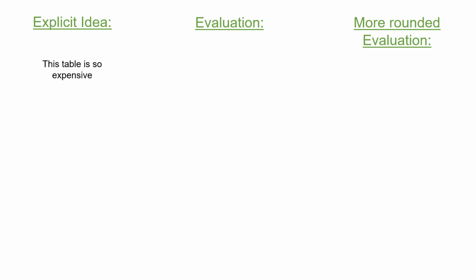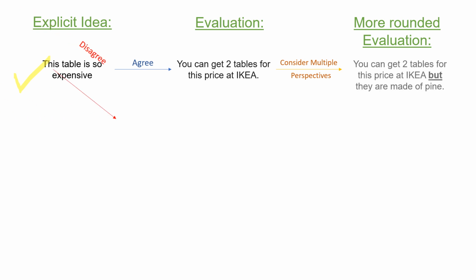For example, if the idea is that this table is expensive, I may agree with it. When I am agreeing, I can say that you can get 2 tables for this price at IKEA. I am saying that yes, this table is expensive. You have spent a lot of money, and with this money you can buy 2 such tables. I can consider some multiple perspectives as well, I mean, further development in the evaluation.